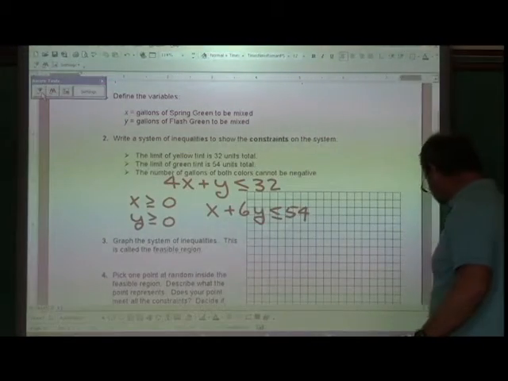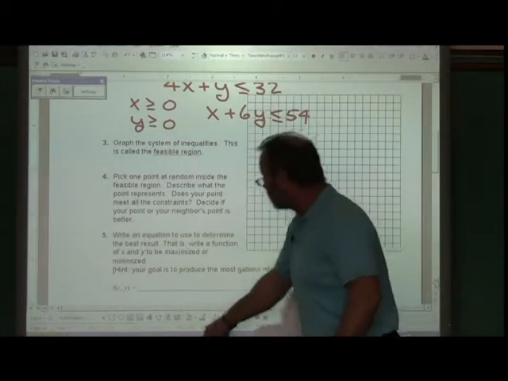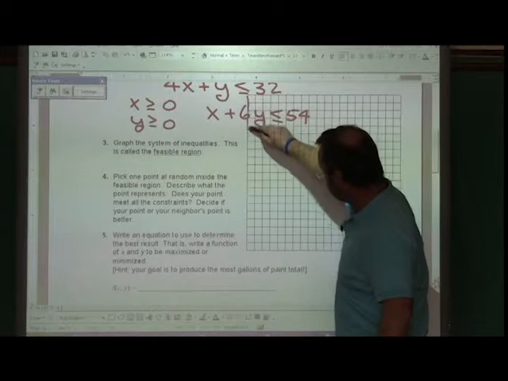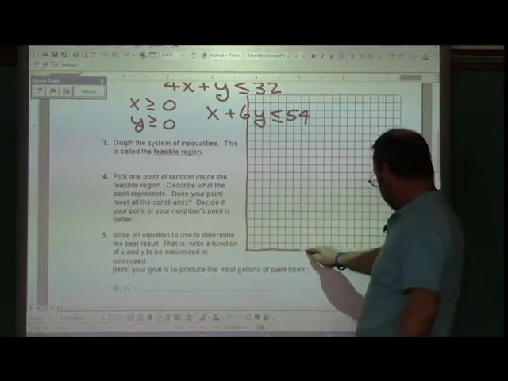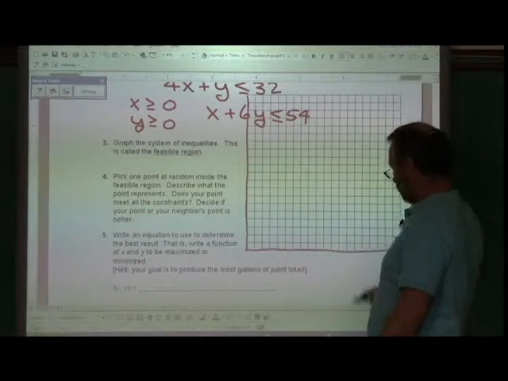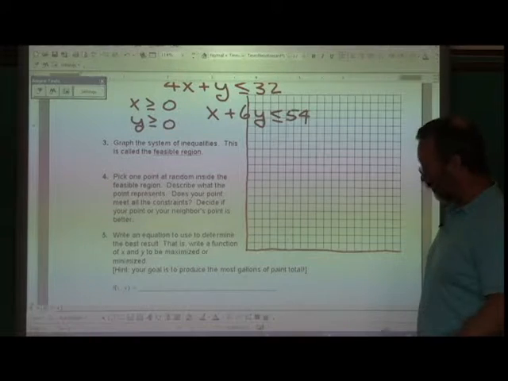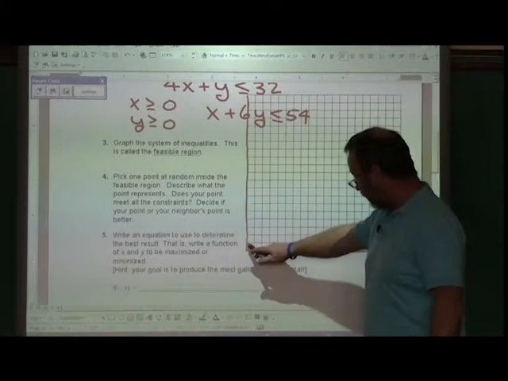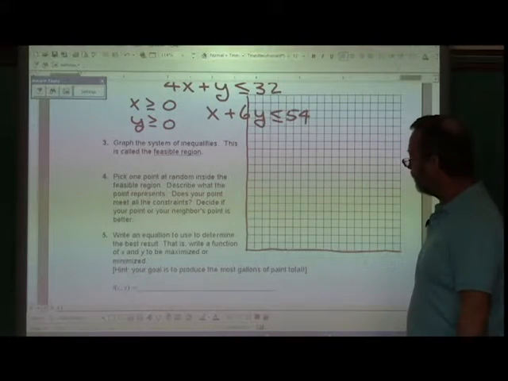Now I need to graph these inequalities. Well, the first 2 that we did are very easy. That's just the x-axis and the y-axis. So I have those constraints. And now let's graph the other 2. And instead of making each of these be worth 2 units, let's make them each be worth 1.